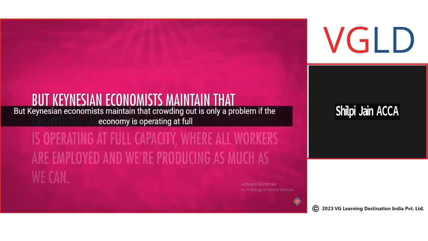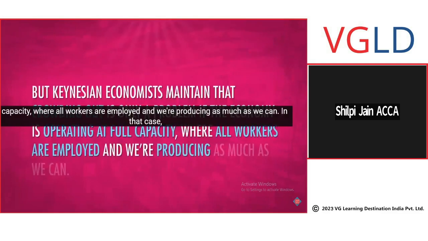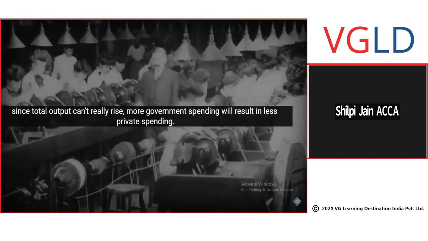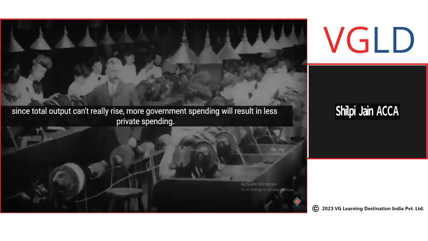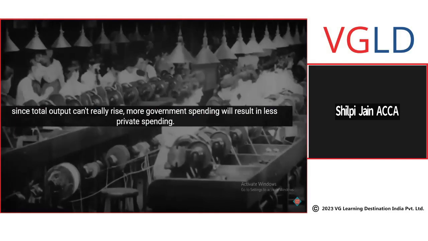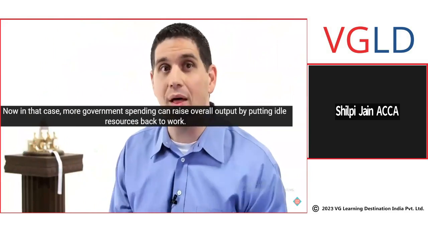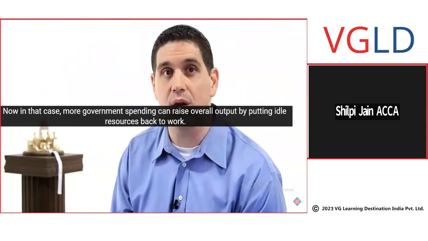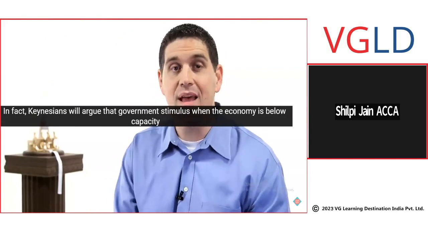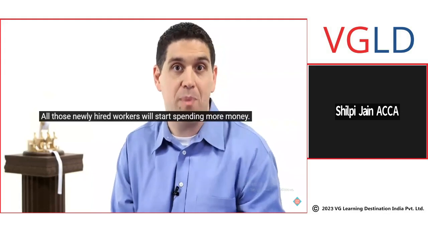But Keynesian economists maintain that crowding out is only a problem if the economy is operating at full capacity, where all workers are employed and we're producing as much as we can. In that case, since total output can't really rise, more government spending will result in less private spending. However, they argue the situation is different when the economy is below capacity, with lots of unemployed workers and vacant factories. Now, in that case, more government spending can raise overall output by putting idle resources back to work. In fact, Keynesians would argue that government stimulus when the economy is below capacity can actually raise private spending. All those newly hired workers will start spending more money.